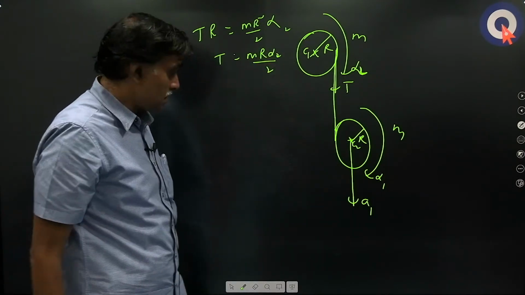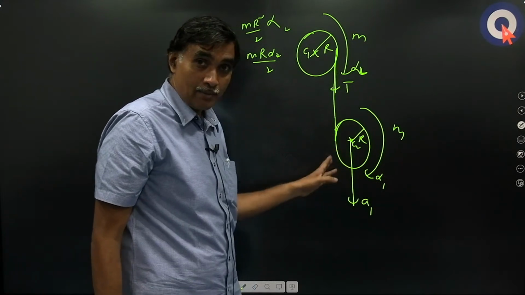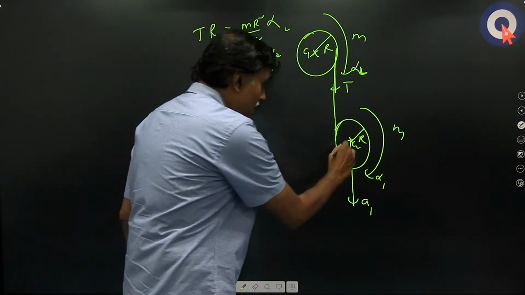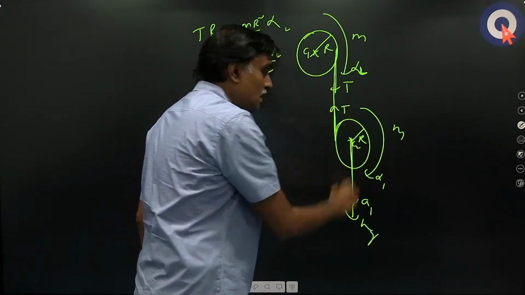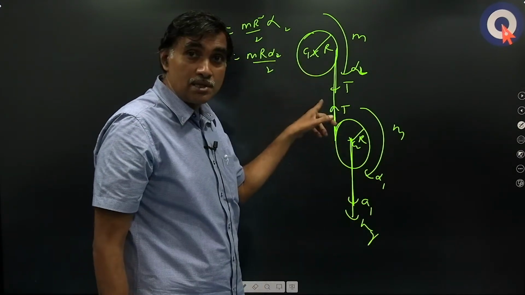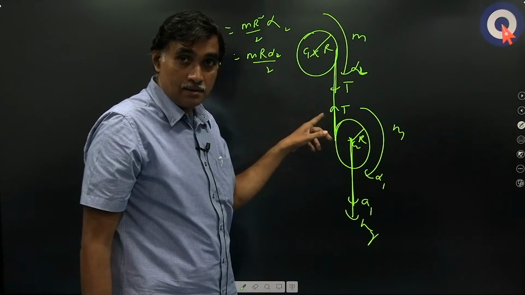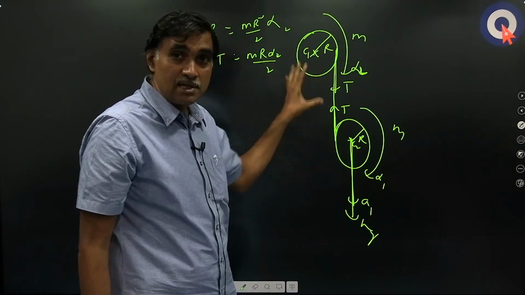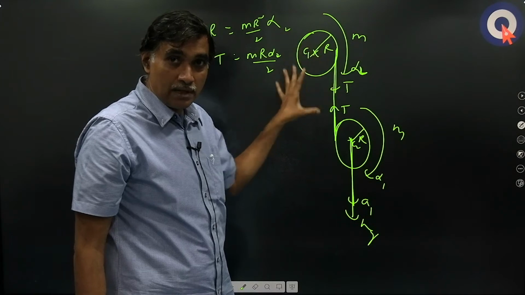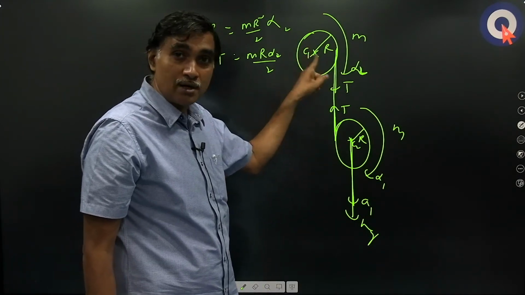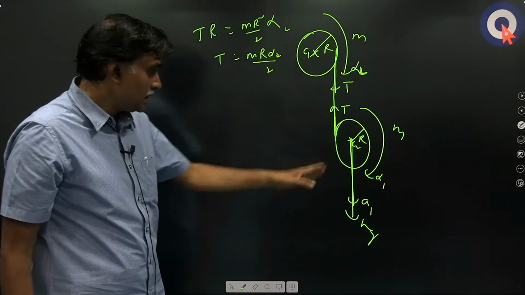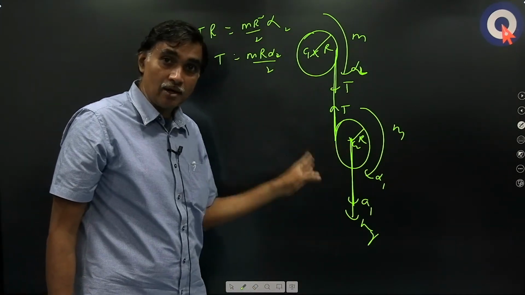That is one equation. Next, this cylinder, if I come, what are the forces acting? One is mg downwards and tension upwards. Here I did not consider mg because it is not translating. mg will act at the center of mass, which is fixed. So mg I need not consider because it cannot produce any torque, because it is free to rotate about the center of mass. Here we have to consider it because it is translating and also rotating.